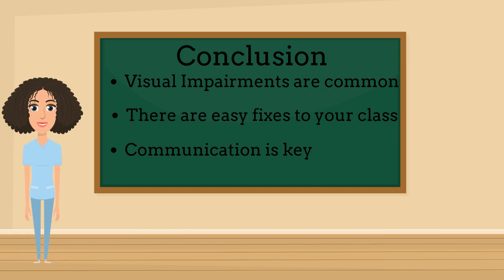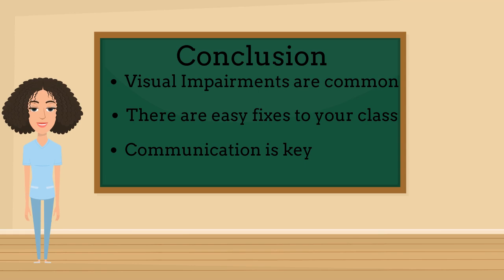To bring this slide all together, I wanted to make a conclusion slide about what we learned today. One thing that is very common in your classroom is going to be visual impairments. As we said earlier, visual impairment is a big spectrum stemming from slight farsightedness, nearsightedness, all the way to complete blindness. With that being said, there are easy fixes in your classroom that you can use, including larger text size, preferred seating, audiobooks, braille, and many more.